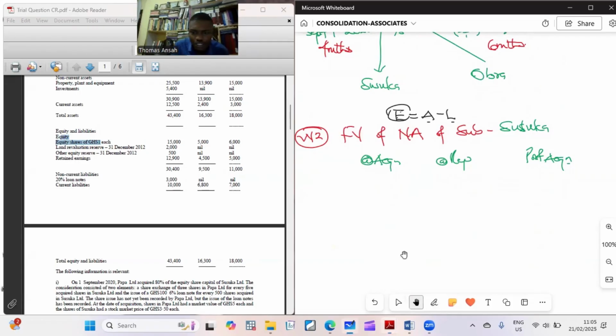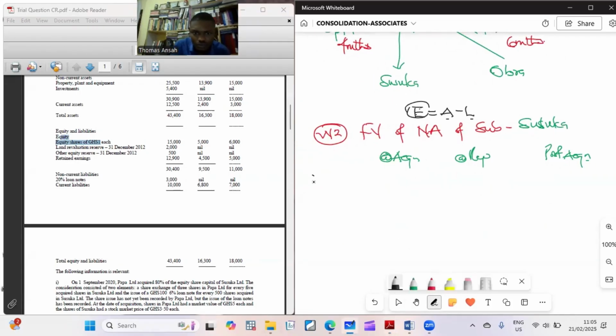We have equity shares. Equity share capital. How much is that? So this is our subsidiary, right? So we have 5,000, which means there is no movement. There is no movement. We do movement, this one minus this one, to know if there is movement. After that, what do you see? Land revaluation, there is nothing here, so it means we won't do anything.